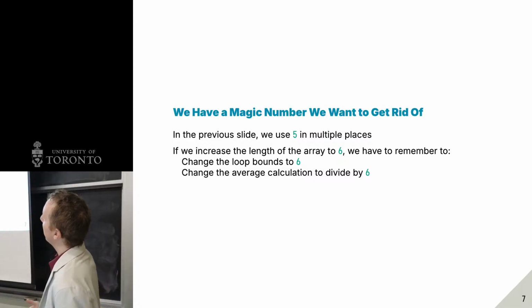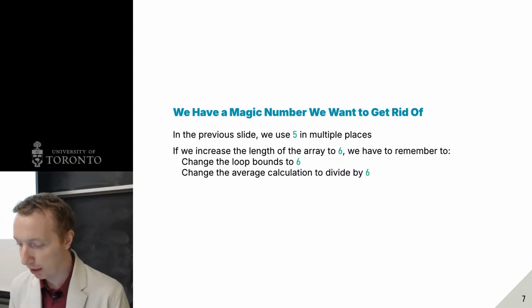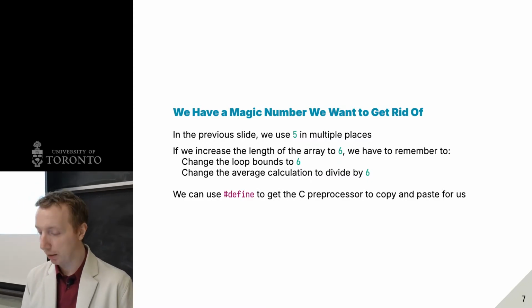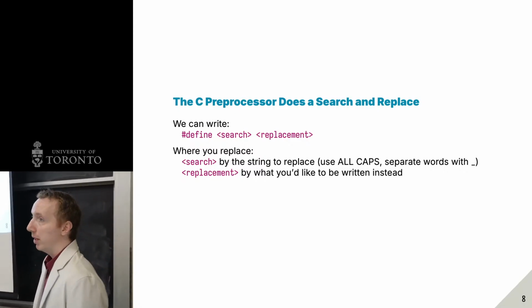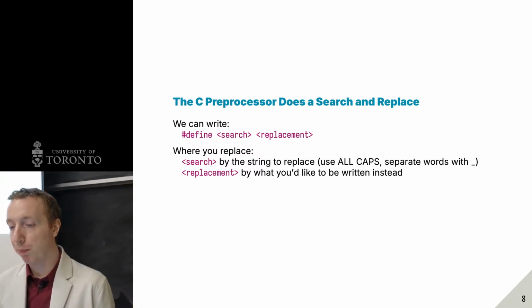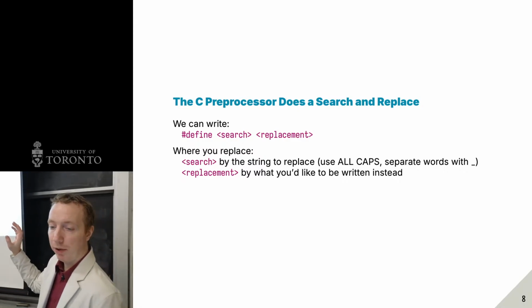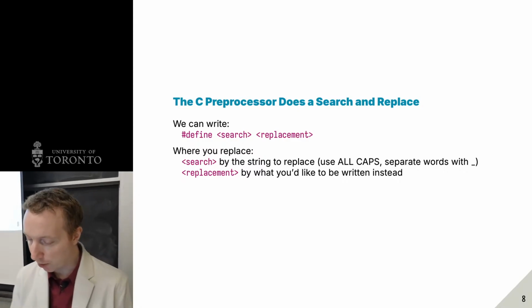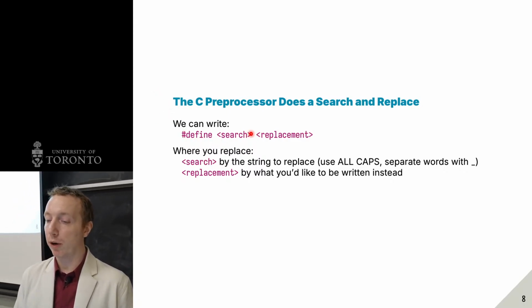So every time I want to add another grade, I have to remember to change it in 3 places, which is probably really bad. So one way I can get rid of it is I can use the C preprocessor. It will do basically a search and replace for me. So if we write our own hashtag define, it will look for this text.